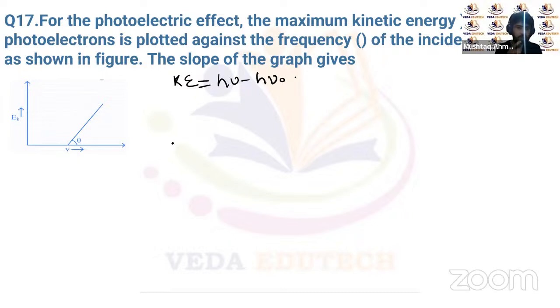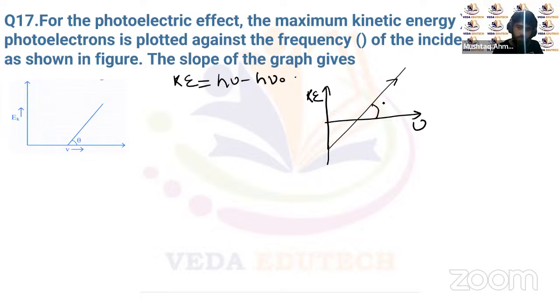So if we plot the kinetic energy as a function of frequency, you can see here that at minimum we need the frequency equal to the threshold frequency so that the photoelectric effect takes place. Now plotting this graph between kinetic energy versus the frequency, it's a positive slope but with a negative intercept. It means the graph should be like this. So this should be the graph between the kinetic energy and the frequency.